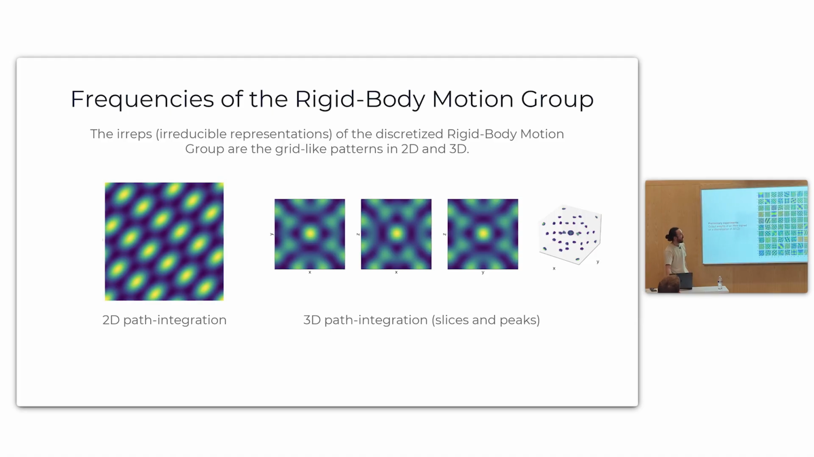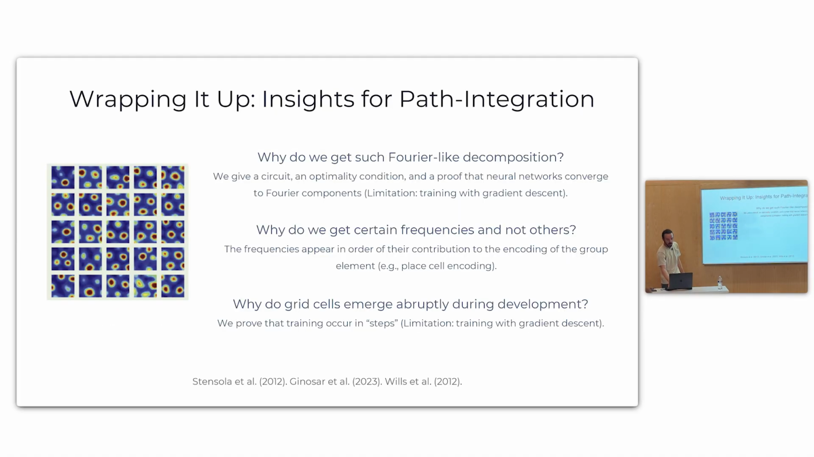And indeed, if we train our RNNs on these sequential group composition tasks, but using a discretization of that SE2 group, we find that the weights do end up, you find neurons that are selective in the arena to things that look somewhat like grid cells.